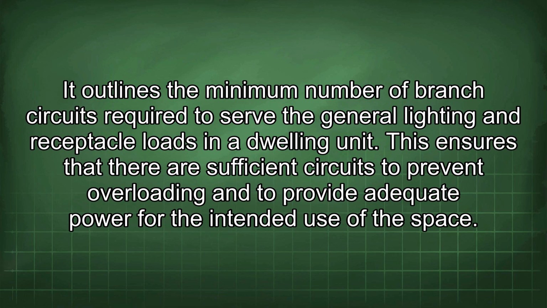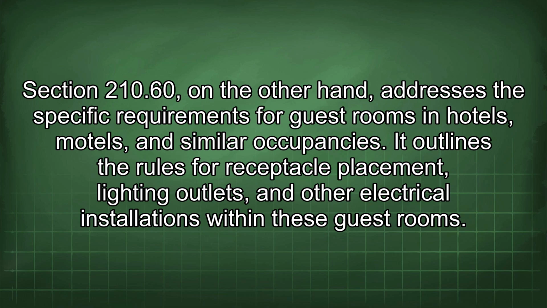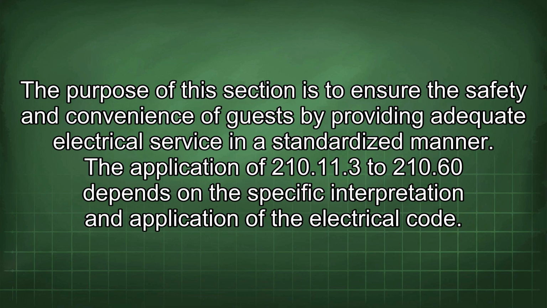use of the space. Section 210.60, on the other hand, addresses the specific requirements for guest rooms in hotels, motels, and similar occupancies. It outlines the rules for receptacle placement, lighting outlets, and other electrical installations within these guest rooms. The purpose of this section is to ensure the safety and convenience of guests by providing adequate electrical service in a standardized manner. The application of 210.11(3) to 210.60 depends on the specific interpretation and application of the electrical code.